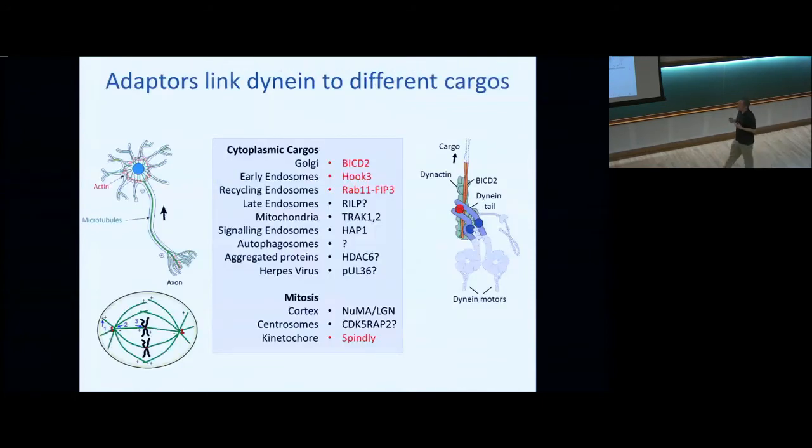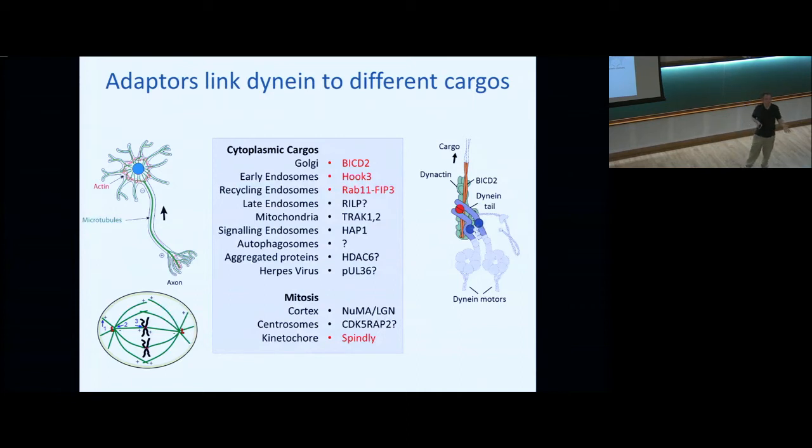And so work, particularly from Richard McKenney, who was in Ron Vale's lab, suggested that there are a whole load of these different adapter proteins. So BICD2 is one of a number. And these are a list of different candidates. And the ones I've shown here in red are the ones that Rick has actually shown can do what BICD does and activate that long-distance movement of dynein.